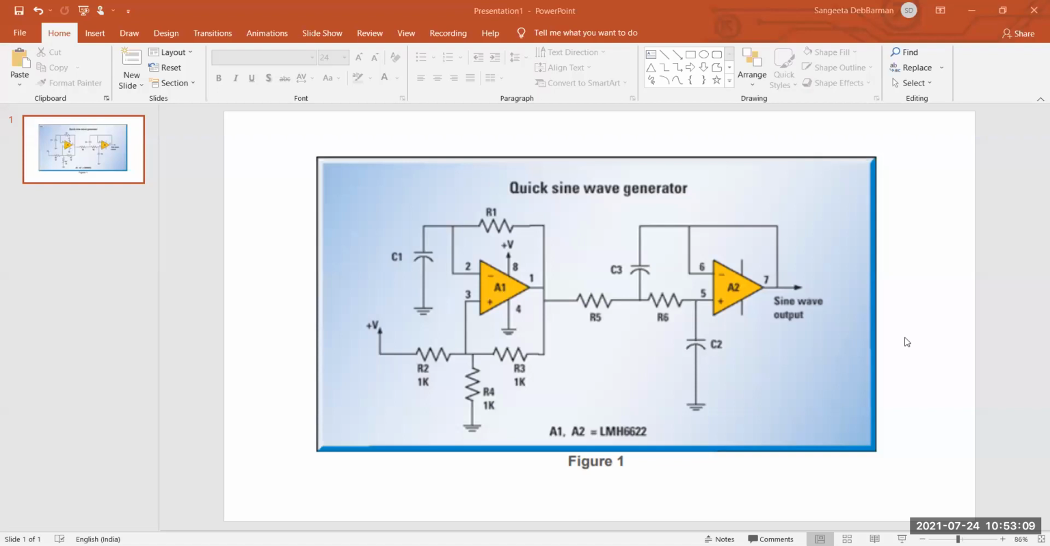Okay, so this is the circuit with the op-amp. You can see two op-amps are connected. So mainly we will discuss with this, because if I'm going to draw this, it will take a lot of time. Now, the sine wave generator circuit using an op-amp is this picture.